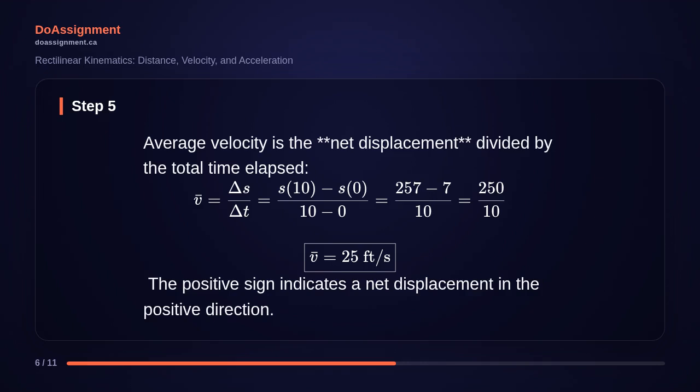Average velocity equals the net displacement divided by total time. The net displacement is 257 minus 7, which is 250 feet, divided by 10 seconds, giving an average velocity of 25 feet per second in the positive direction.